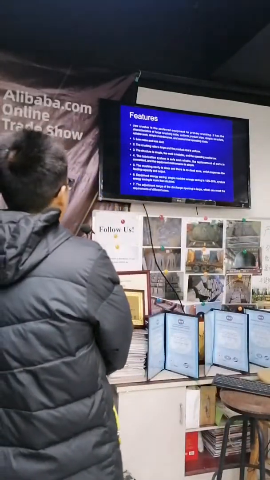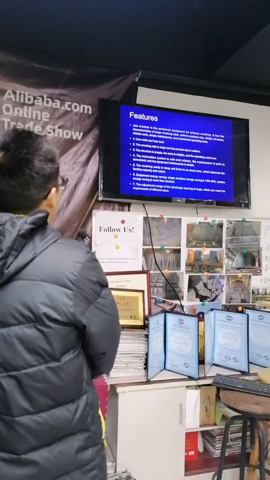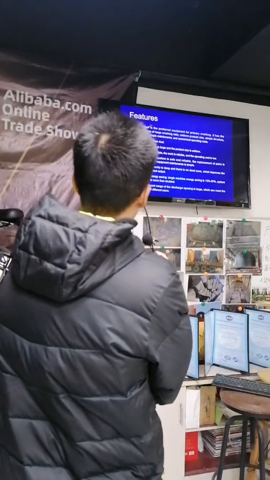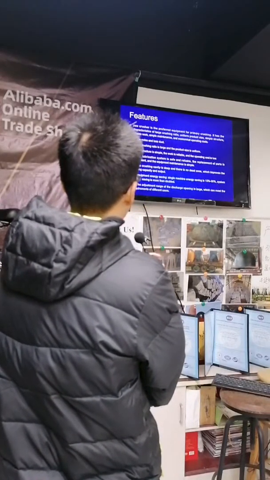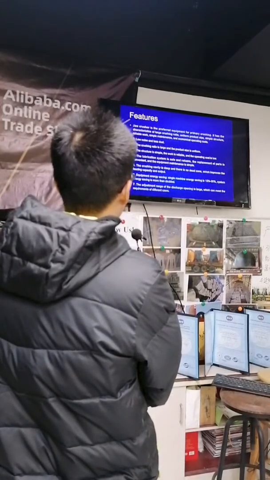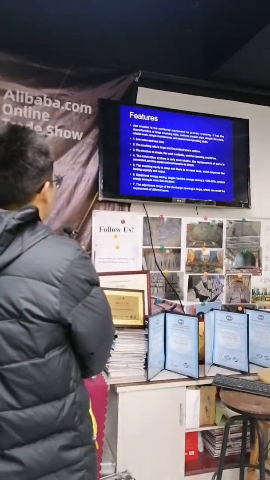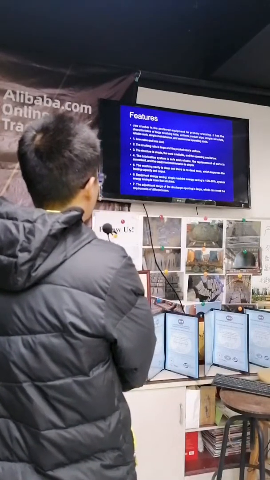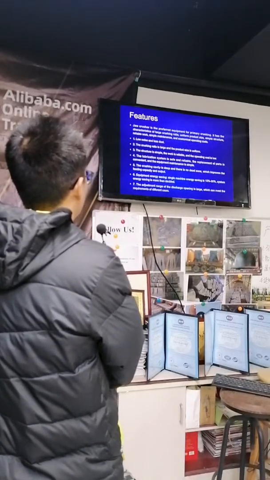It mainly has 7 features. Number 1, it has low noise and less dust. Number 2, the crushing ratio is large and the product size is small. Number 3, the structure is simple. The work is reliable. Operating cost is low. Next, lubrication system is safe and reliable. The replacement of parts is convenient, and the equipment maintenance is simple.